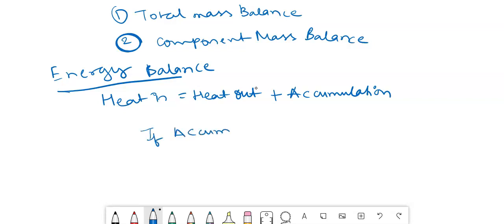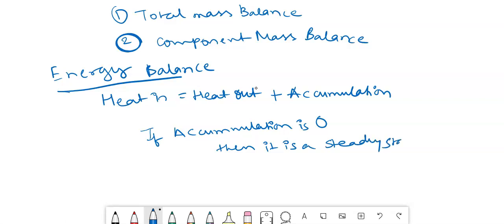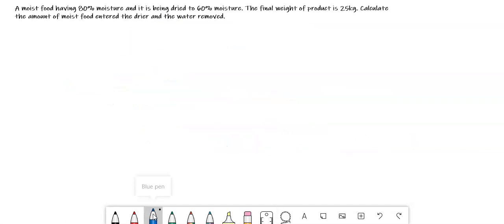And the same thing repeats, that if accumulation is 0, then it is a steady state, or vice versa. That is, at a steady state, the accumulation will be 0. So now let us start with the questions.